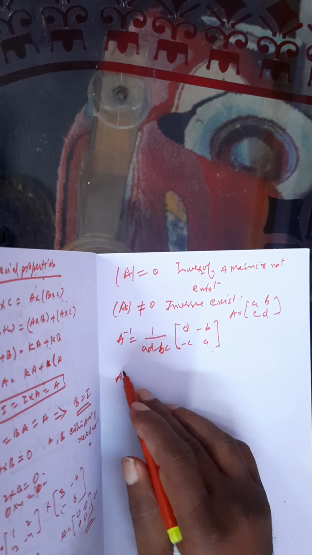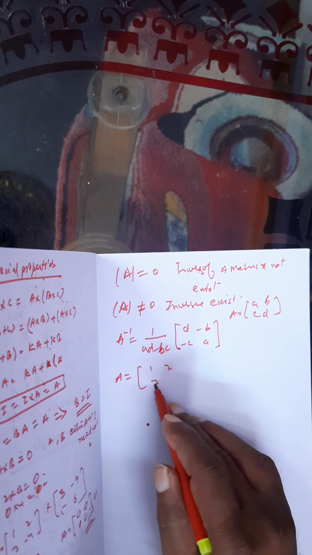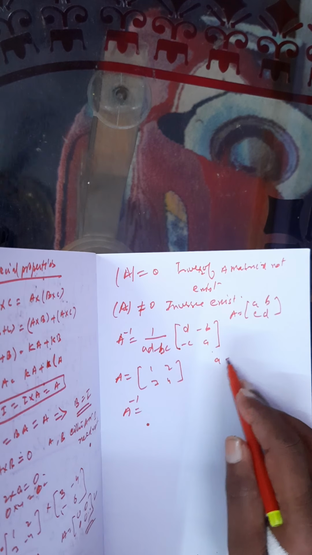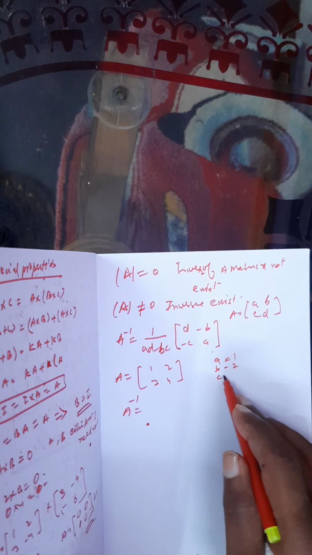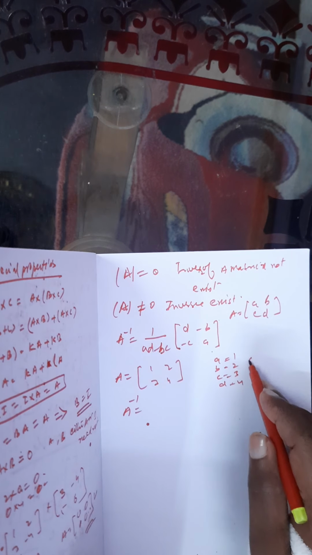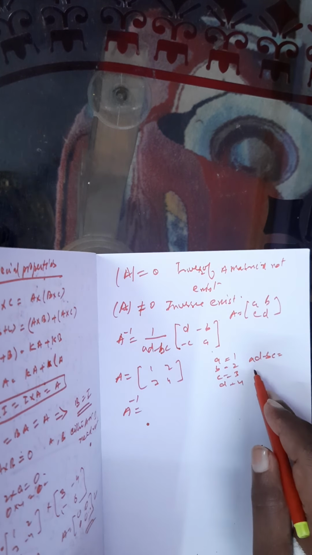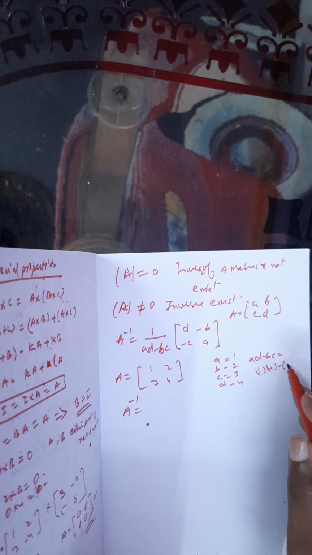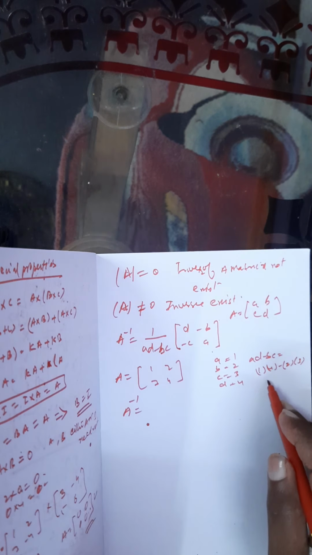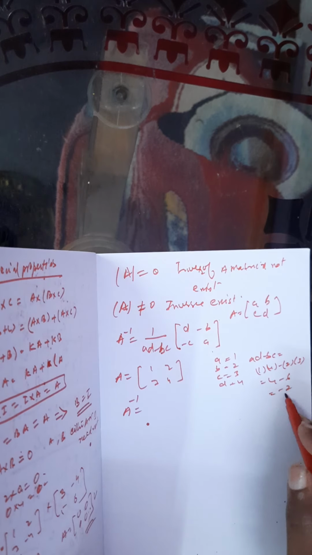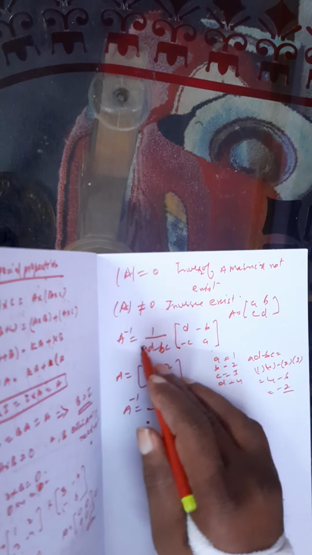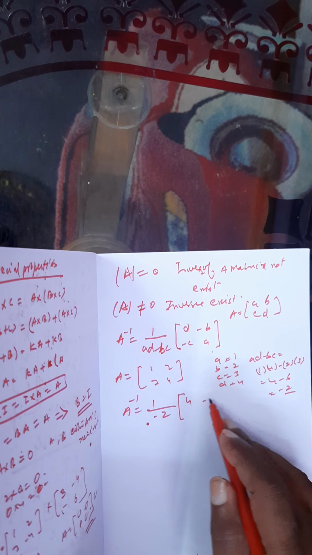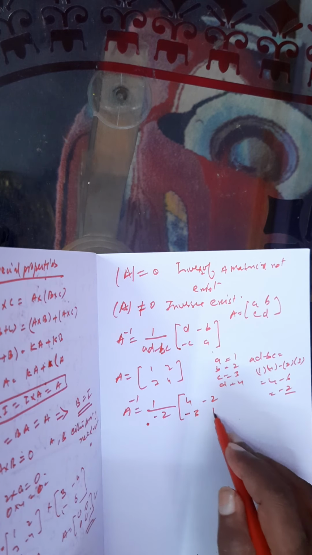So, we take A as the matrix 1, 2, 3, 4. Now check whether A inverse exists or not. A is 1, B is 2, C is 3, D is 4. Now we check ad minus bc. ad is 1 times 4, bc is 2 times 3. So this is 4 minus 6, that is minus 2. So 1 by this value is 1 by minus 2, so the inverse exists.